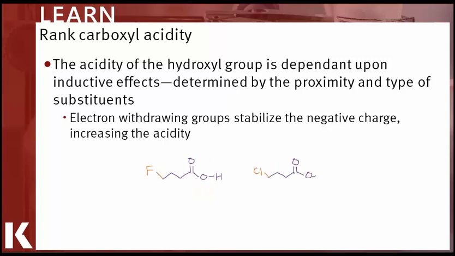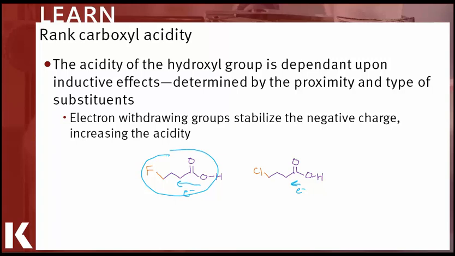So if we compare a fluorine to a chlorine, they're the same distance away, but their electronegativities are different. Fluorine being more electronegative is going to pull electrons harder away from the hydroxyl hydrogen than if it was chlorine. So between these two, the molecule with fluorine is going to be a stronger carboxylic acid.